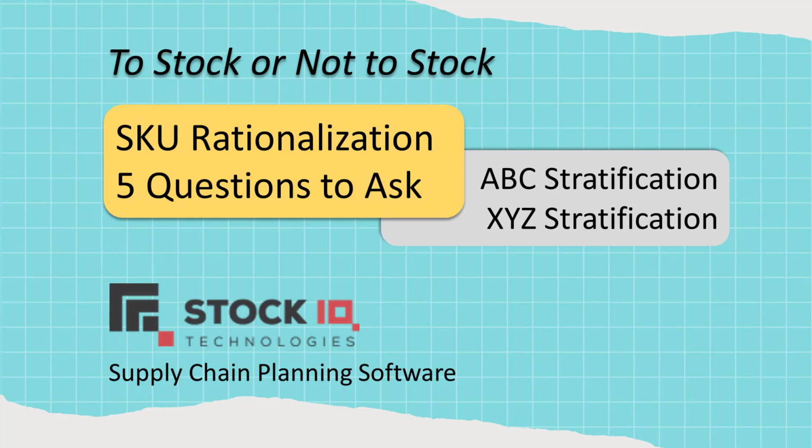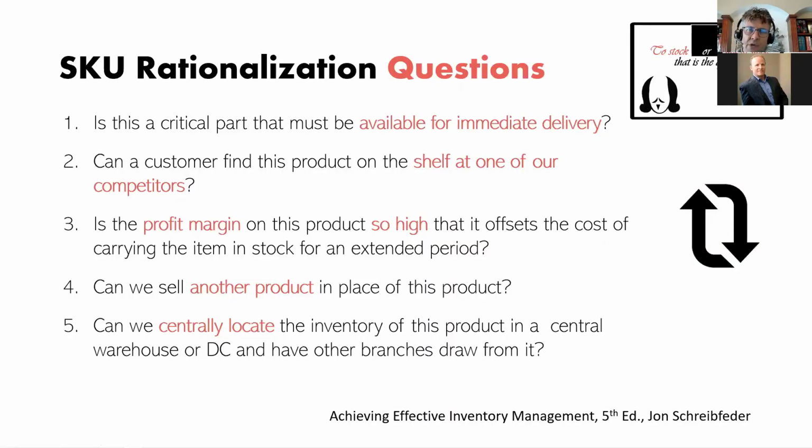And so some of the questions John poses when trying to evaluate should we stock something or should we not: is this a critical item that has to be available for immediate delivery? Can you find this item on the shelf of one of the competitors? Is the profit margin high enough or so high that you're able to keep it for an extended period and still make money on it? Could we sell another product in its place?